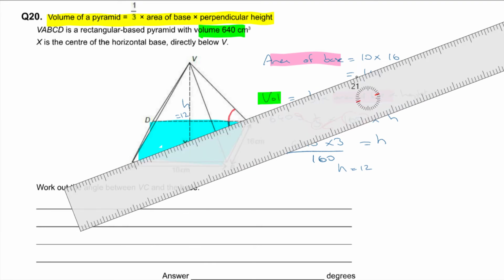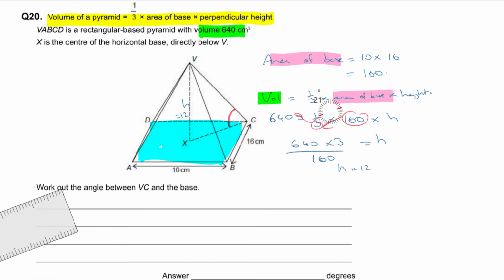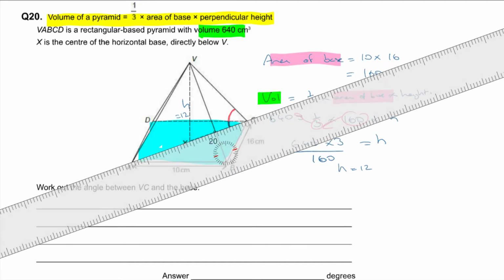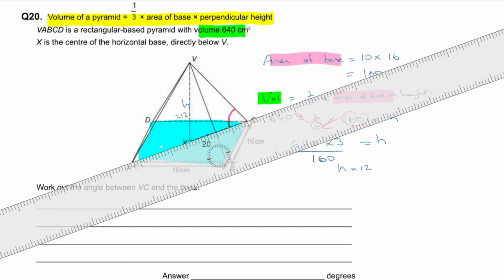Ooh, why's my ruler gone over there? Well, that's behaving very strangely. Doesn't normally do that. Glitchy virtual ruler. So let's just, oh, it's behaving itself again now.